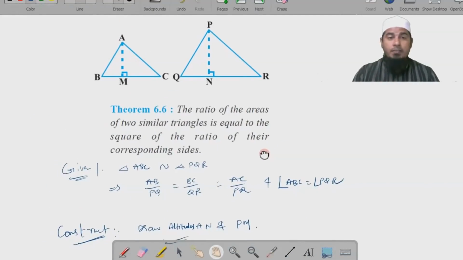Here the diagram is ABC and PQR. Construction: altitudes AM and PN. When the two triangles ABC and PQR are similar, then the corresponding sides will be in the same ratio. AB by PQ is equal to BC by QR is equal to AC by PR, and angle ABC is equal to angle PQR, and more. All corresponding angles are equal.